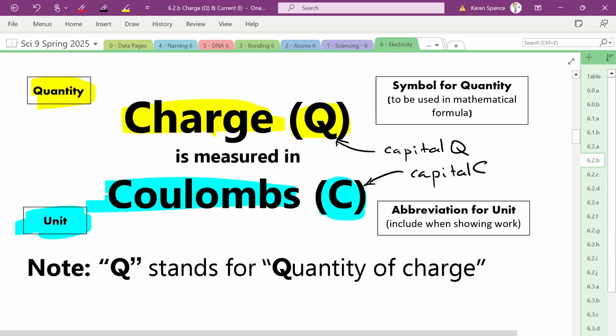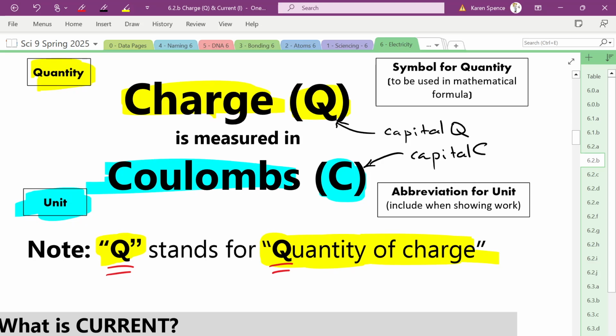And if you wanted somewhere to make note of why it is Q, Q stands for the quantity of charge. Okay, so that takes care of charge.